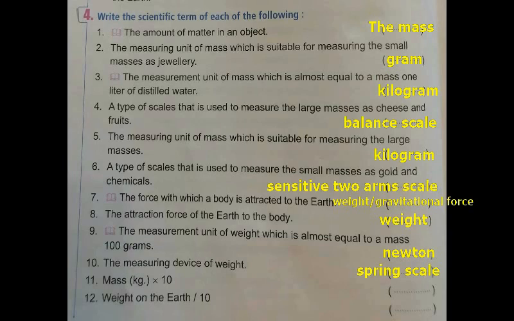Number 11. Mass by kilogram times 10 gives what? It gives weight on the earth. Weight on the earth divided by 10 gives what? It gives the mass, by kilogram.